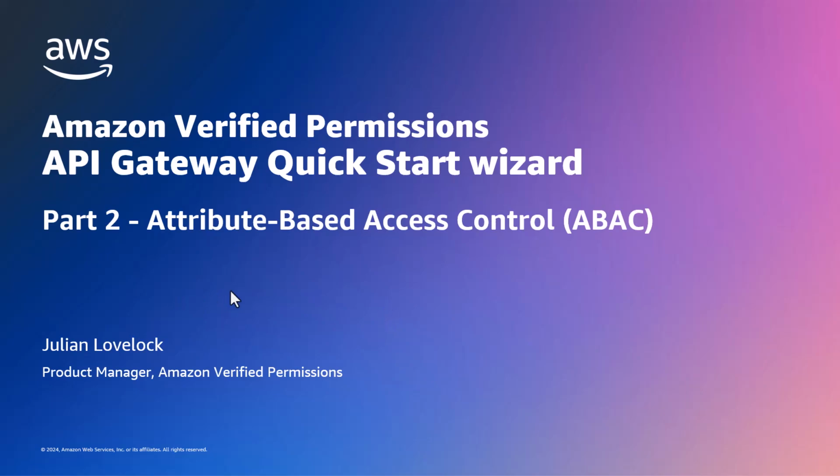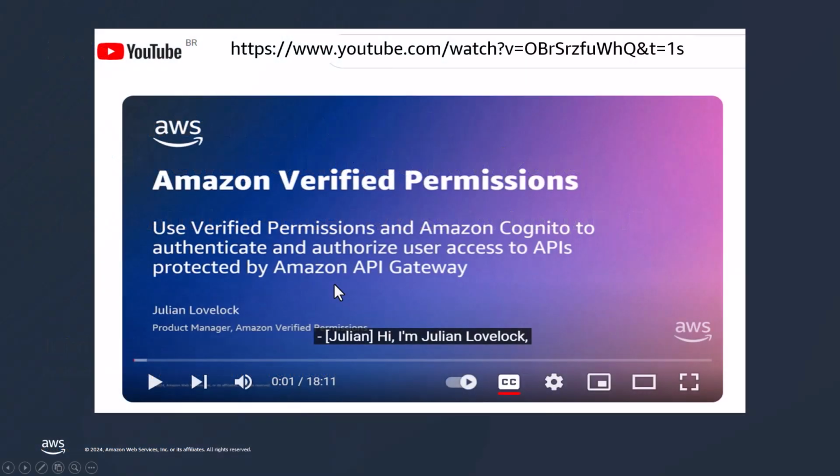This is the second video showing how to use Verified Permissions with Amazon Cognito to authenticate and authorize user access to APIs hosted on API Gateway. I'm Julian Lovelock, and I'm the product manager for Amazon Verified Permissions.